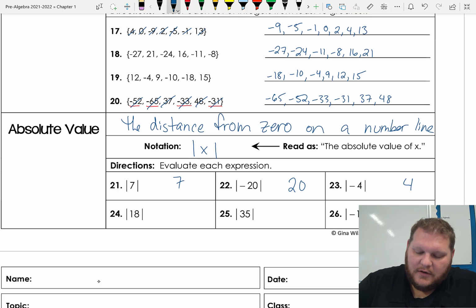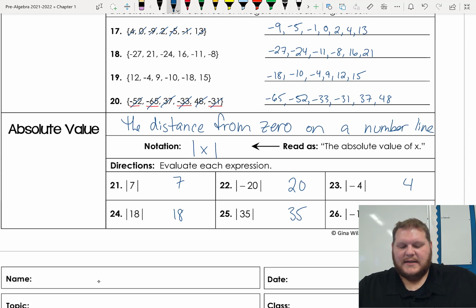So the absolute value of negative 4 is positive 4, because that's 4 units away. 24, absolute value of 18 is still 18. When the numbers are positive, they don't change. When the numbers are negative, they just flip signs. So for the last ones there, absolute value of 18 is 18, the absolute value of 35 is 35, and the absolute value of negative 11 is just positive 11.